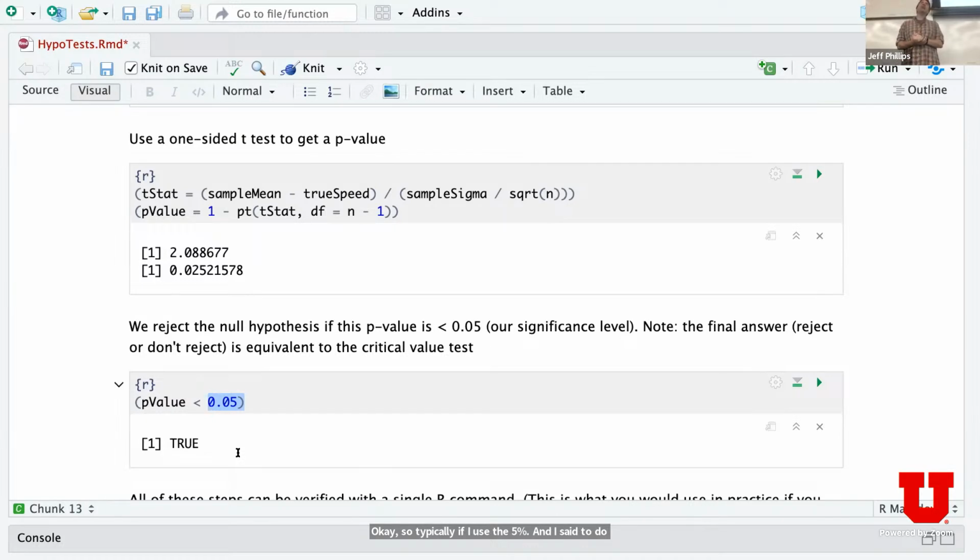If I had said I want a critical value at 0.01 instead, or I only want to say a p-value is significant at 0.01, then I would say it's not significant, and I do not reject the null hypothesis.